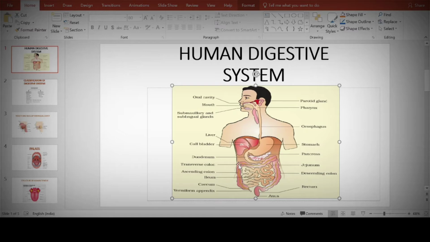Okay, and on the later part, this is basically your transverse part. And this is descending as you're moving downwards, so it is termed the descending colon. Okay, and here the descending colon ends at the rectum.